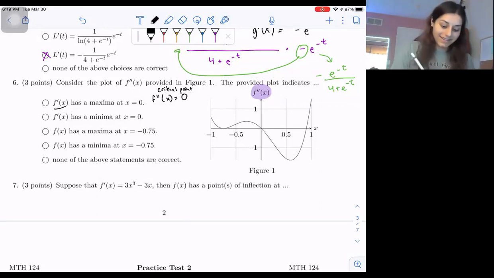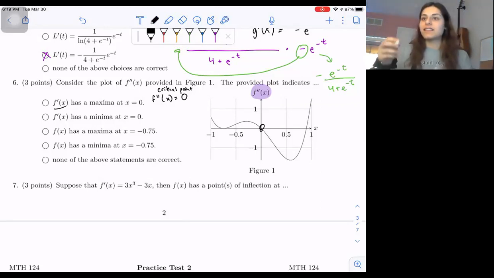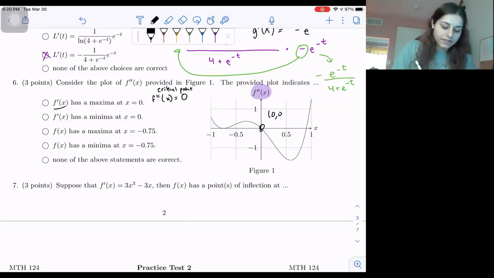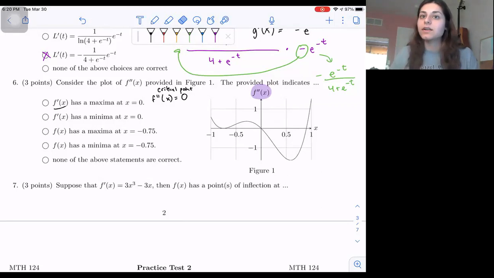All right, so if we check it out here, we can see that at x equals 0, yes, the second derivative graph crosses the x-axis. We have an x-intercept there. That point is (0, 0). And so we know that we do have a critical point there. We don't know if it's a maximum or minimum yet, right? So it could be A or B. Those are both potential answers because yes, we do have a critical point at x equals 0. There is a maximum or minimum.